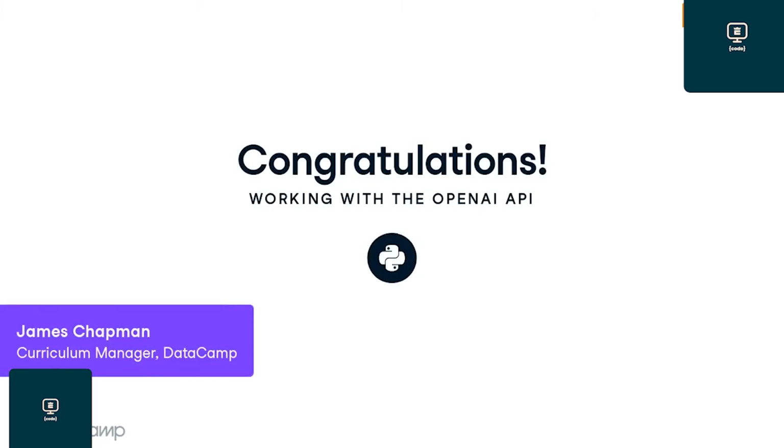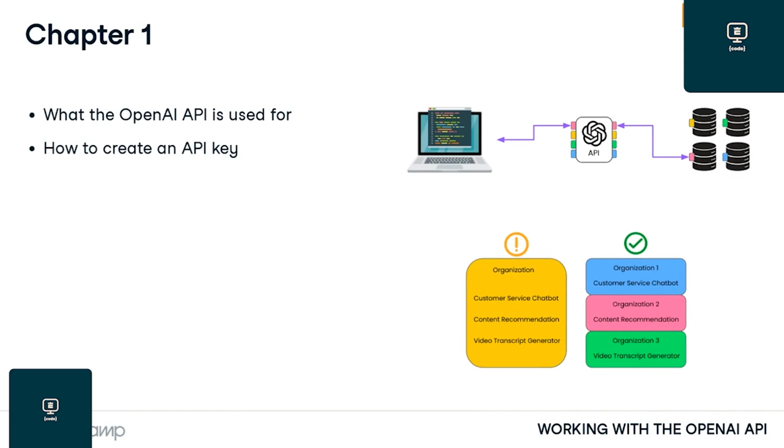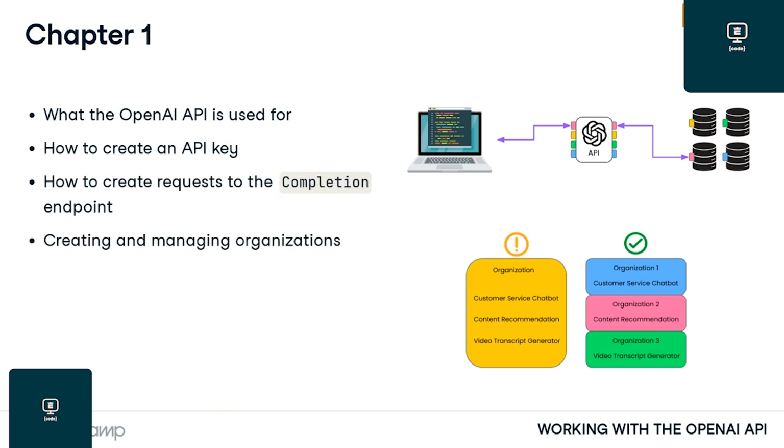Congratulations on making it to the end of the course. You've come a long way. In Chapter 1, you started to learn about the OpenAI API, what it's used for, how to create an API key for authentication, and how to make requests to the API via the completions endpoint. You also learned about creating and managing organizations, which you can use to mitigate rate limit risks and better manage usage and expenditure.